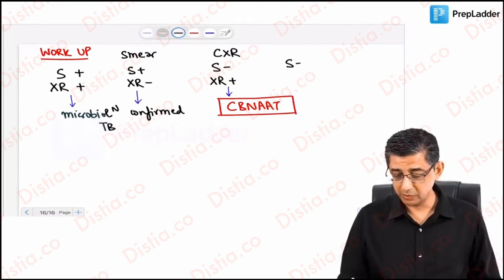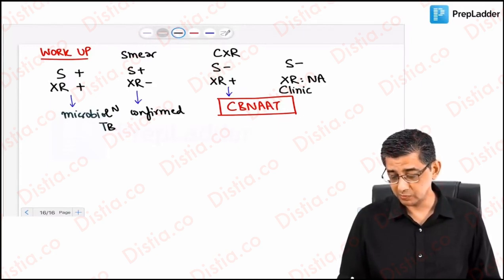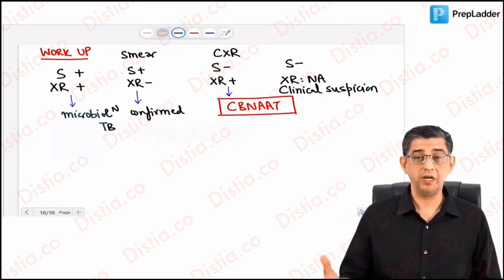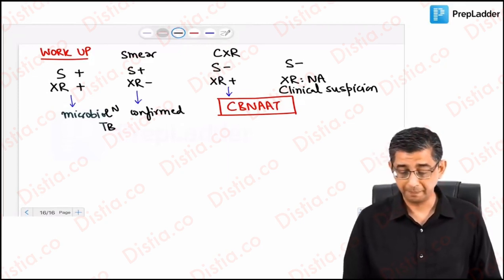Another case scenario possibility is that smear is negative and the X-ray facilities are at the moment not available, but at the same time clinical suspicion is very much present, like this person is having the traditional features of weight loss, evening rise of temperature, night sweats, and maybe even a contact with an open case of tuberculosis. In those circumstances, again, CBNAT would be done.